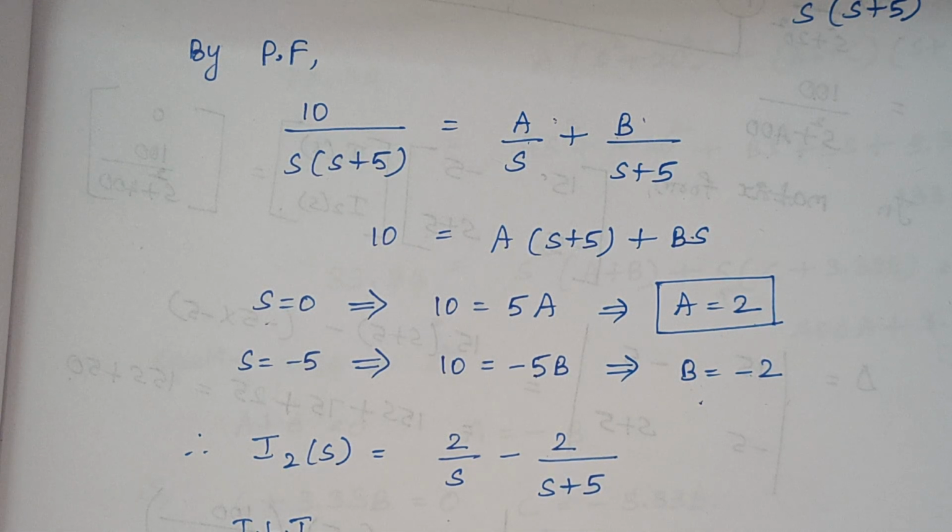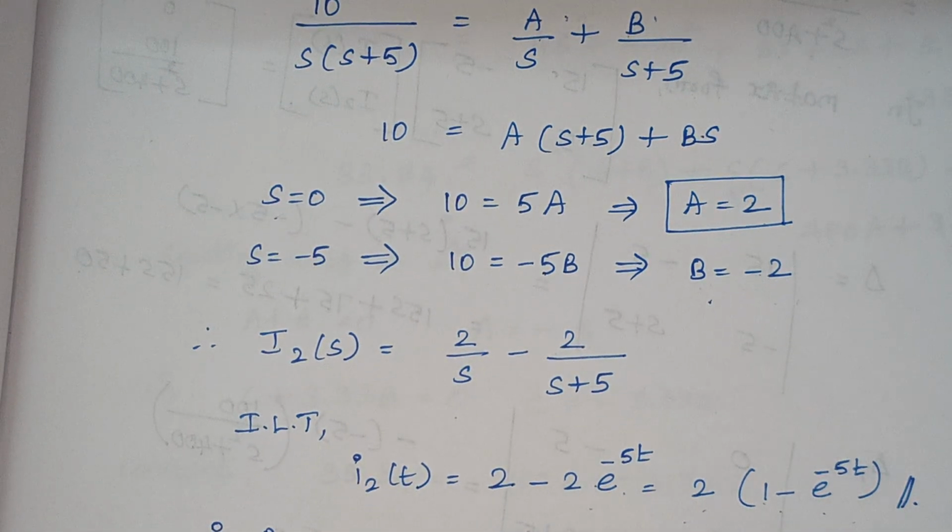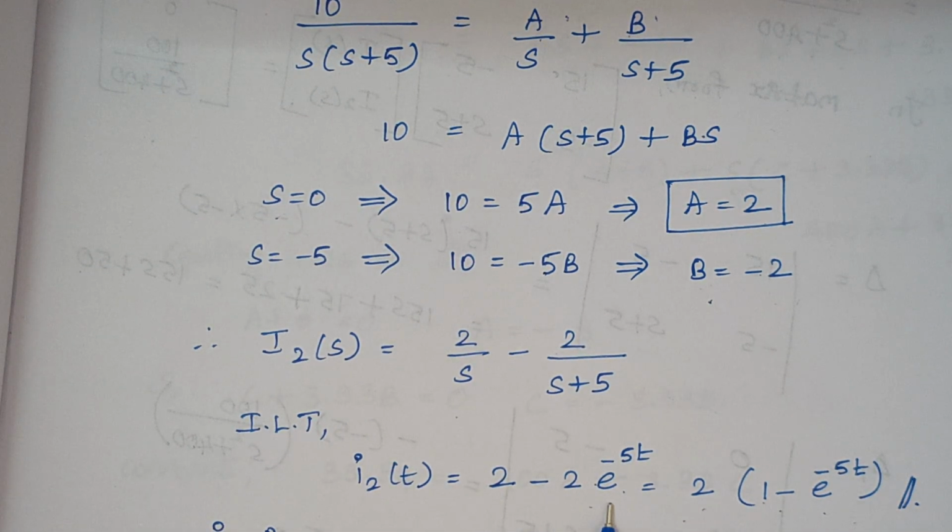Now the thing is, we need only I of t. That is, we have to take inverse Laplace transform. So when you take inverse Laplace transform, you see here this is our expression, right? 2 by s becomes 2, and here minus 2, 1 by s plus 5 becomes e to the power minus 5t. Right, this is your expression for I2 of t.